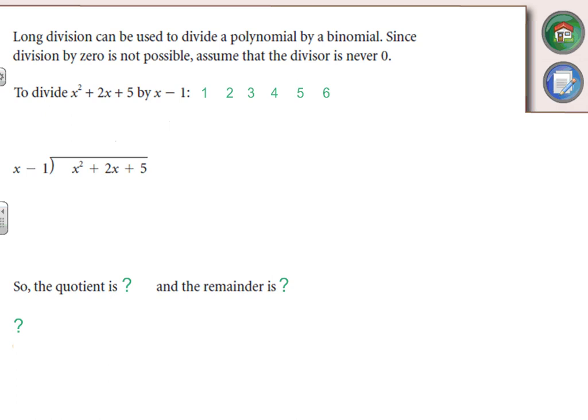So long division can be used to divide a polynomial by a binomial. Since division by 0 is not possible, assume that the divisor is never 0. So we need to remember what the names of these things are. If we divide x squared plus 2x plus 5, this is called the dividend. And the x minus 1 is called the divisor. I already told you about the quotient and the remainder. So we'll look at those again as we go through.